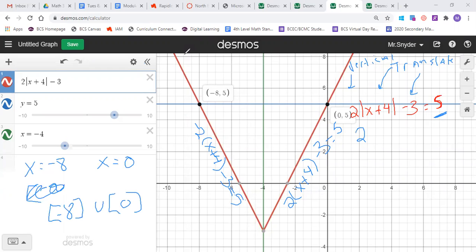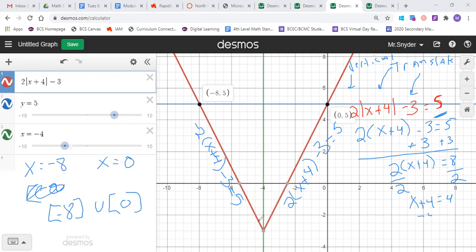So I'm going to take that first one, 2 parentheses, x plus 4 minus 3 equals 5, and just start solving it. So we add 3. We get 2x plus 4 equals 8. Divide by 2. X plus 4 equals 8 divided by 2 is 4. And subtract 4 gives us x equals 0.